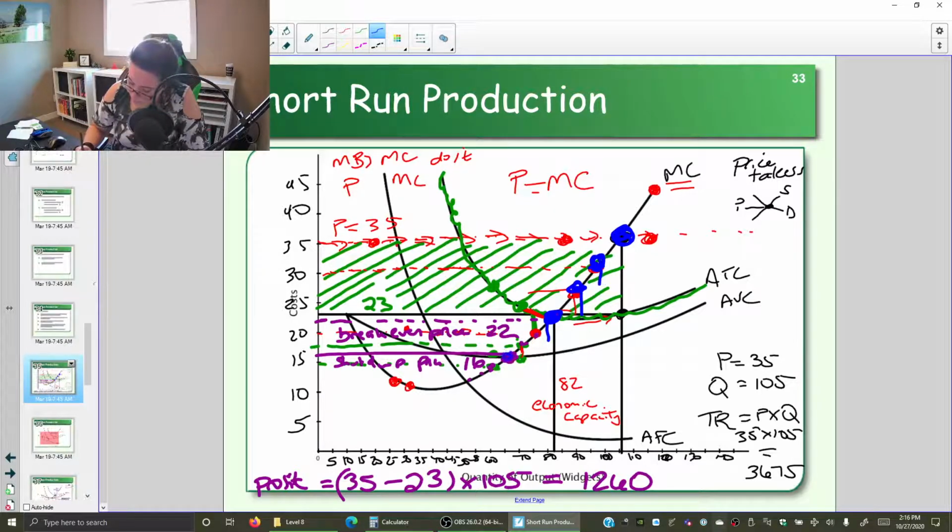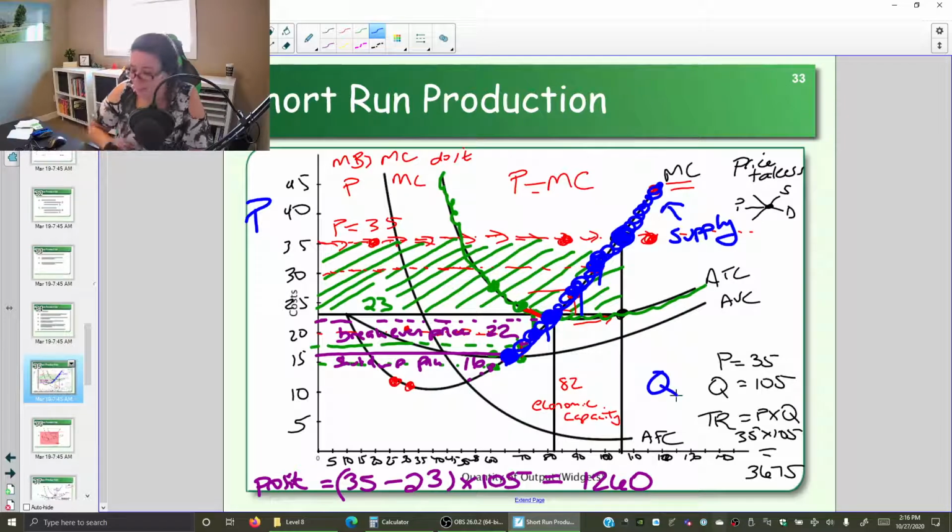We know that we're not willing to produce below the shutdown price, because at that point we can't afford to pay our workers. So when we're looking at how much we are willing and able to produce, we are willing and able to produce at prices equal to or above the shutdown price on that marginal cost curve. So what we've just found is the supply curve. It shows the relationship between price and the amount that businesses are willing and able to sell.